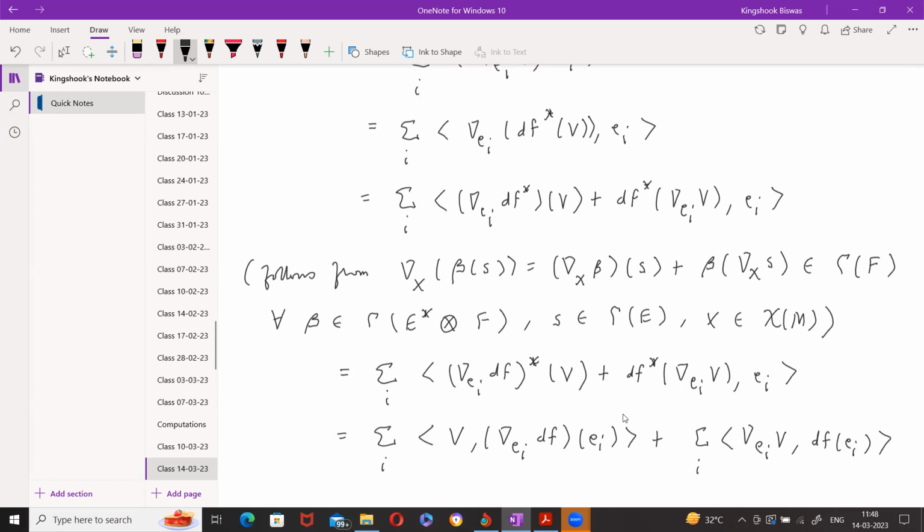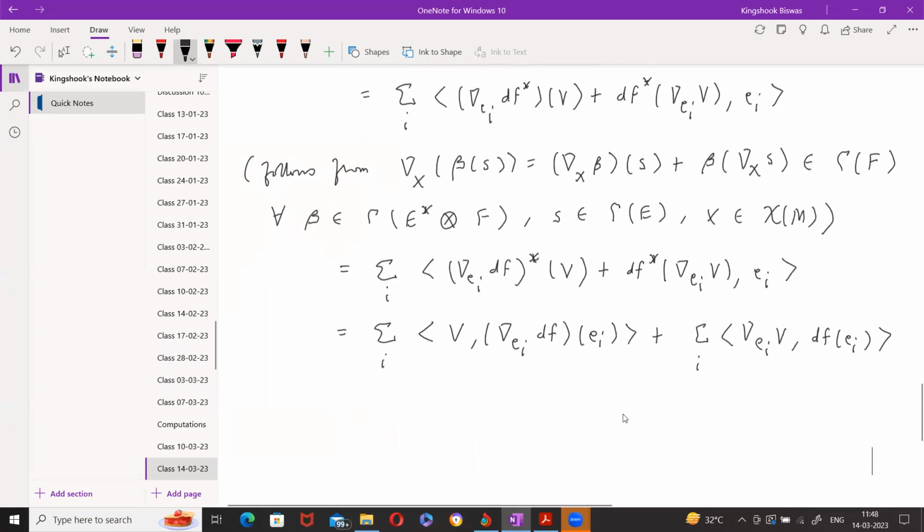Now the first term, this V is fixed. I can take the sum inside the inner product. So the first term becomes the inner product of V with this sum over I, nabla EI dF of EI. This is nothing but the tension field of F, right? So the first term becomes the inner product of V with the tension field of F. Is that clear?